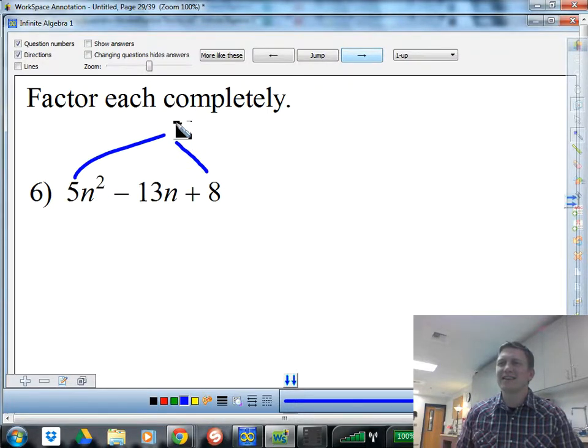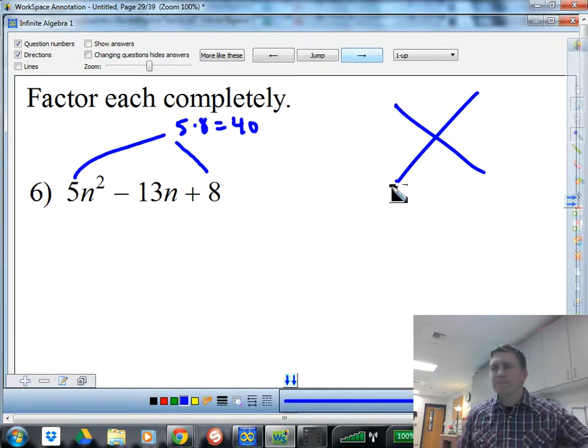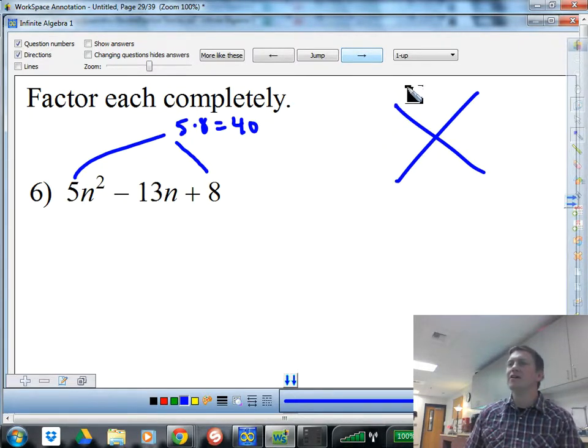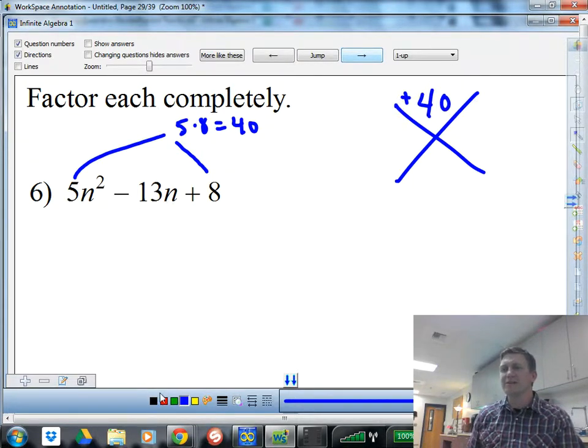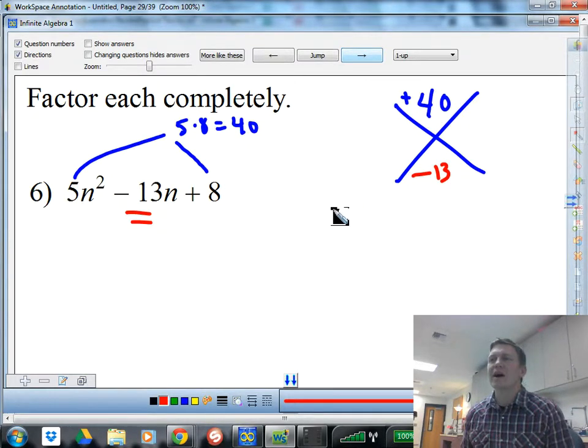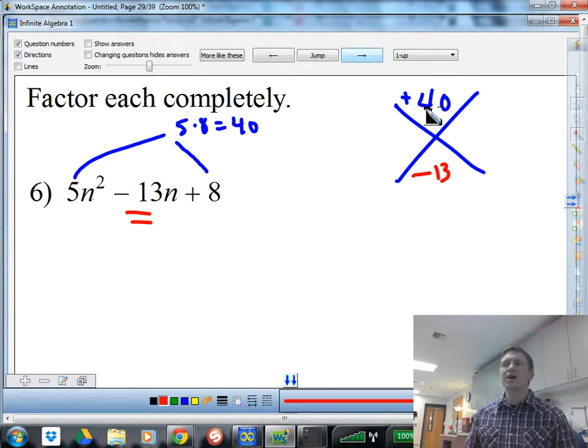5 times 8 is 40. And so what we're going to do is make a big X over here, and write down 40 in this spot right here, and it's going to be a positive 40. Then over here we write down this negative 13 in this spot right here. Okay, so think about the combinations of two numbers that multiply together to give you 40.